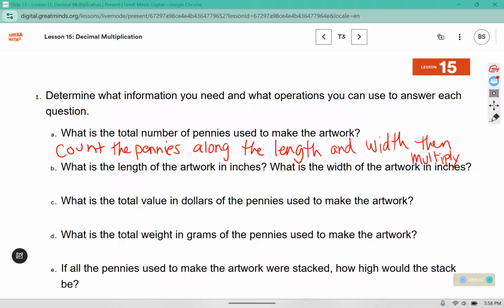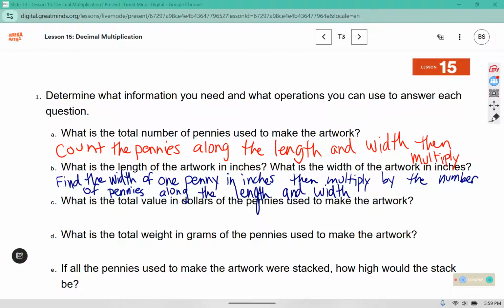Part B asks, what is the length of the artwork in inches? What is the width? So we could figure out the length of 1 penny and multiply the number of pennies along the width and the length by how many inches is in a penny.